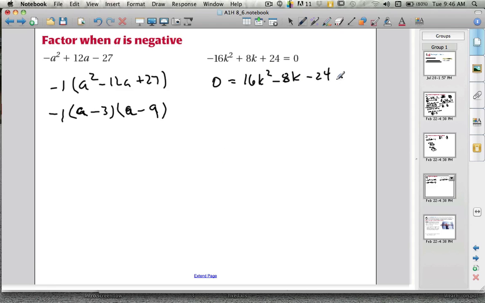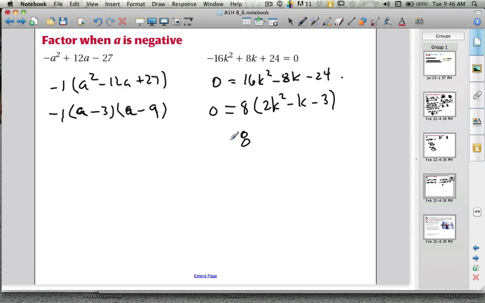Now when I look at these terms, each of these is divisible by 8. So I'm going to factor an 8 out of this. And 8 out of 16k squared is 2k squared. And 8 out of negative 8k is negative k. And 8 out of negative 24 is negative 3.